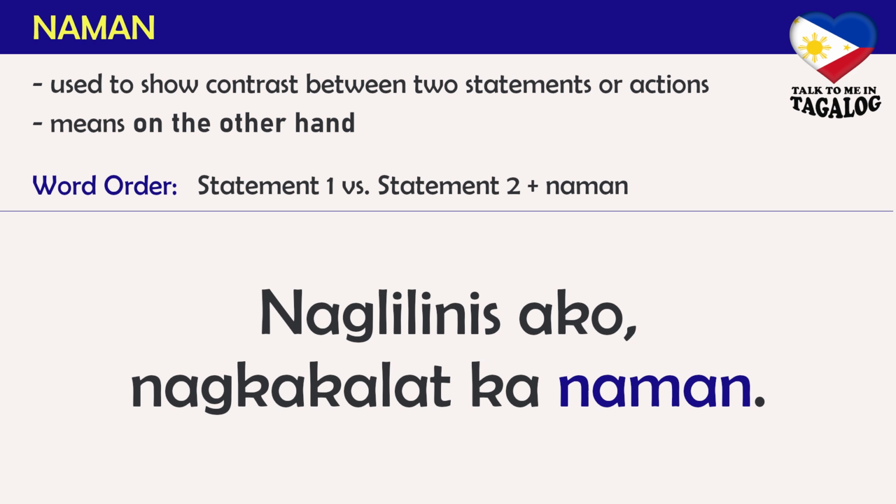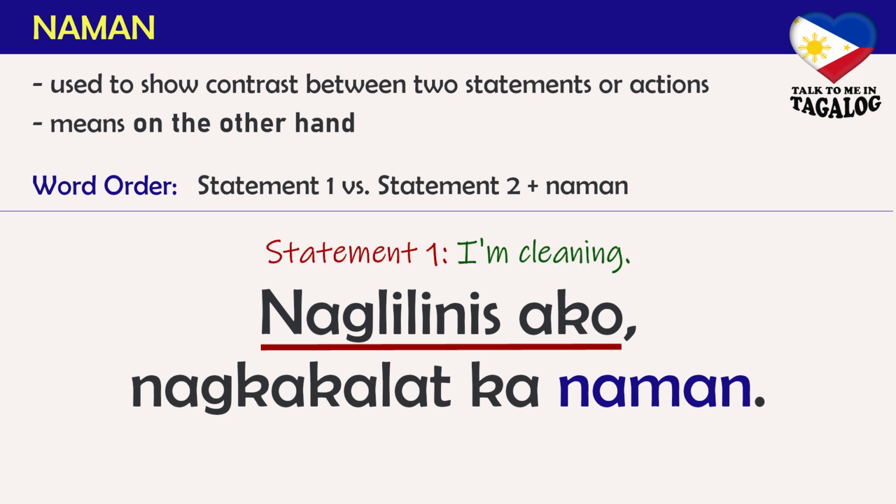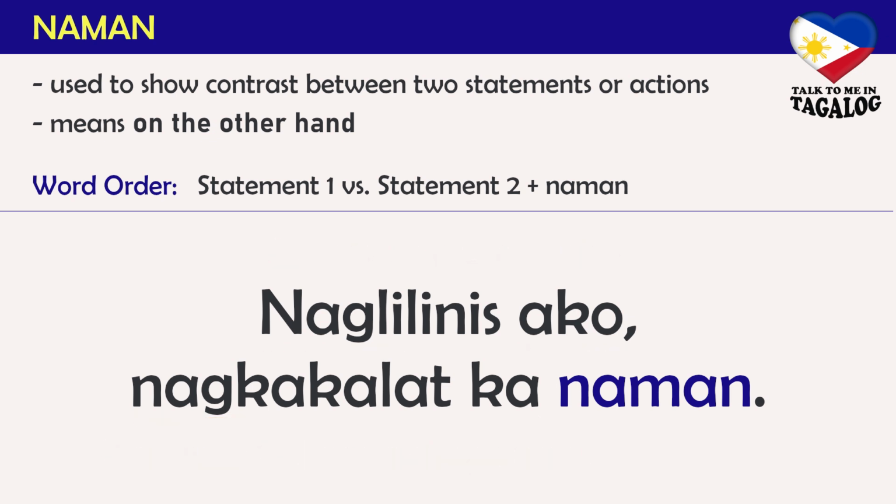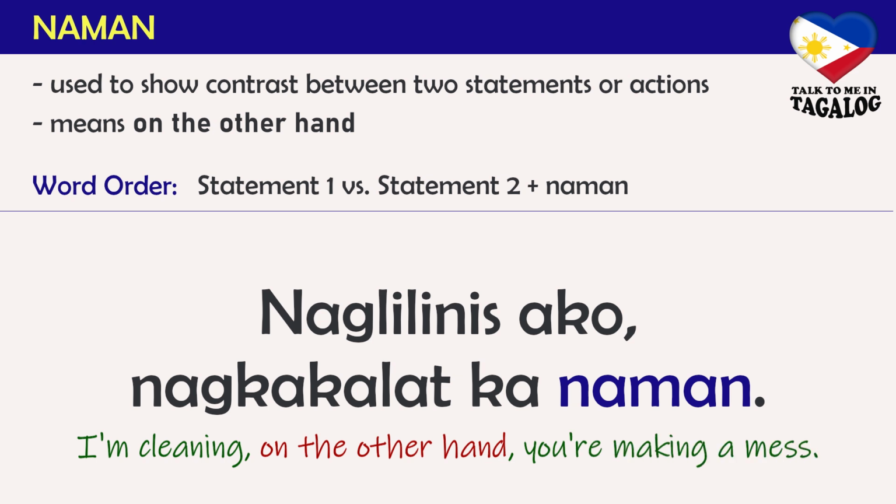Our Statement 1 here is naglilinis ako, meaning I'm cleaning. And our Statement 2 is nagkakalat ka, meaning you're making a mess. So these two are contradictory actions. In English, naglilinis ako, nagkakalat ka naman translates to I'm cleaning, on the other hand, you're making a mess. So naman is the Tagalog equivalent of the English idiom on the other hand.